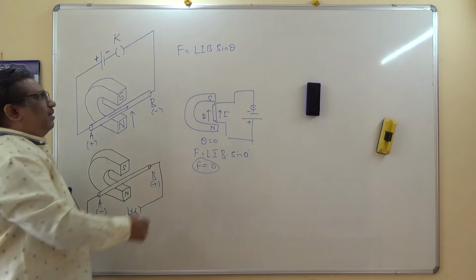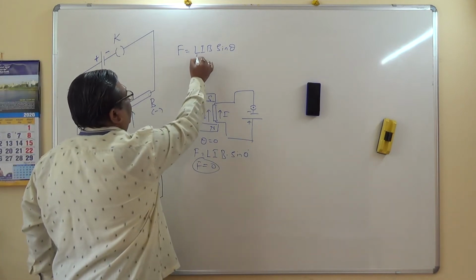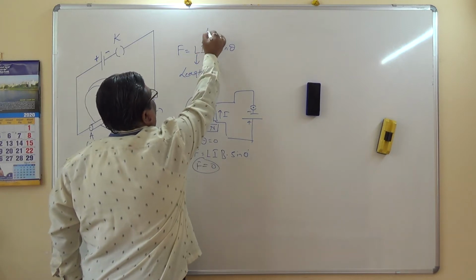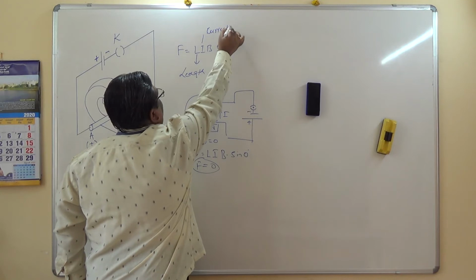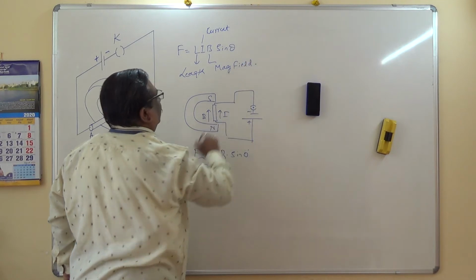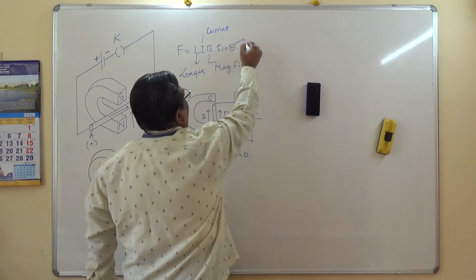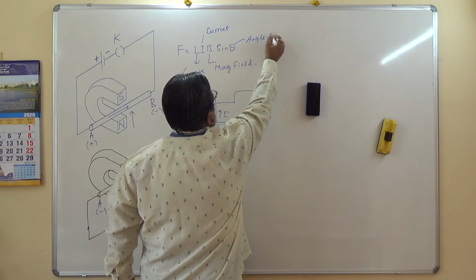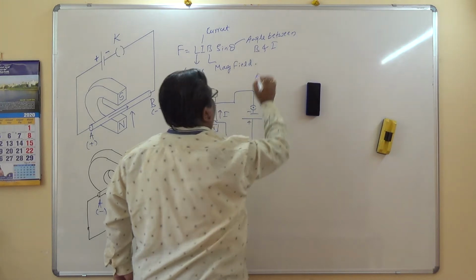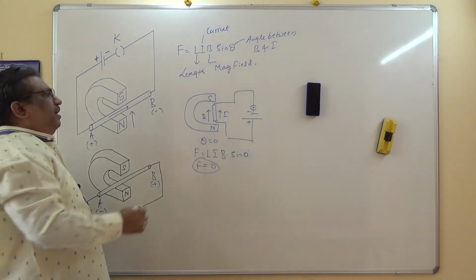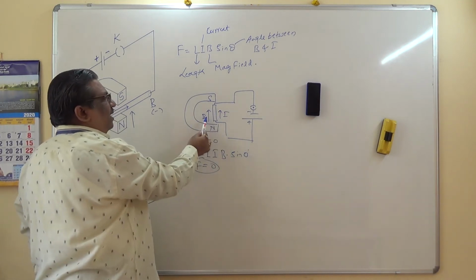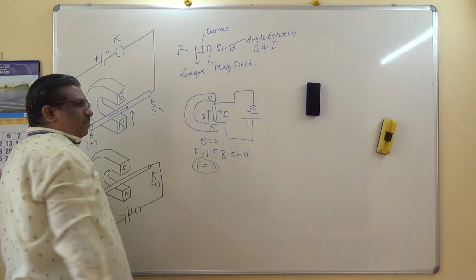You understand? Because here, L is the length of the conductor, and I is the magnitude of the current, and B is the magnetic field. And theta is the angle between the magnetic field and current I. Theta will be 0 whenever the current is in the same direction as the magnetic field or opposite to that one.